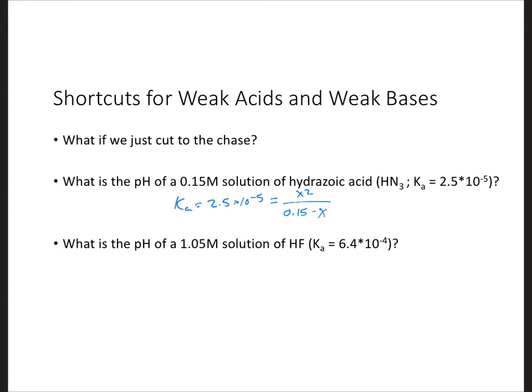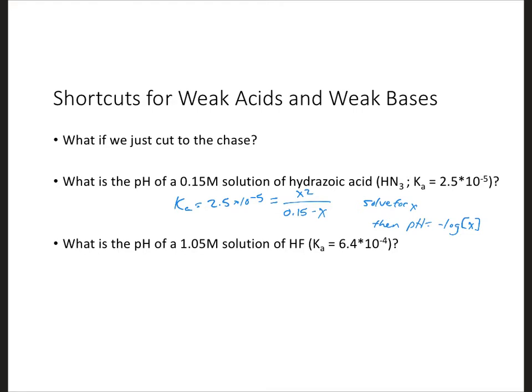So now what we'd have to do is solve for X. X would go back into the ICE table. It's really just going to be that number, whatever X equals. We're going to take the negative log of that number, and so that was going to give us the pH. So once we get that X from our quadratic equation solver, then we get the pH by taking the negative log of that number.